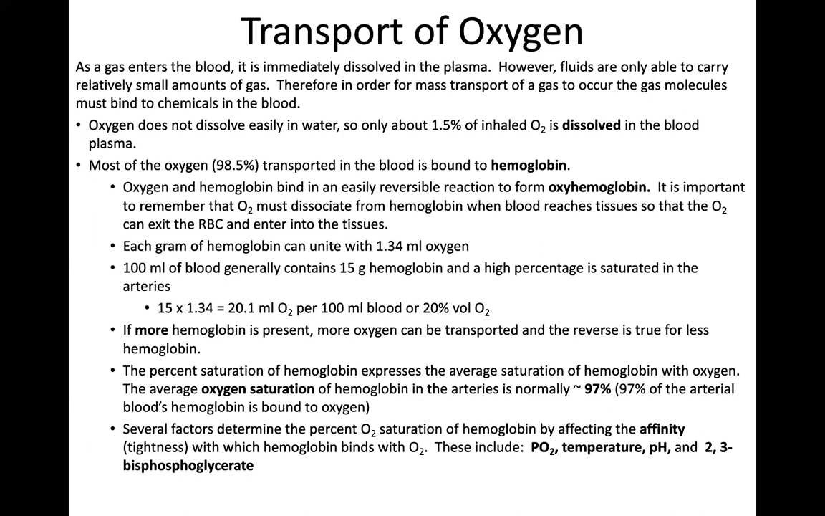Pretty straightforward stuff. Now the percent saturation of hemoglobin expresses the average saturation of hemoglobin with oxygen. The average oxygen saturation of hemoglobin in our arteries is normally around 97%. In other words, about 97% of our arterial blood's hemoglobin is bound to oxygen. If you've ever been to the doctor and they put that little doodad on your fingertip, that's what they're measuring. Anybody know what that device is called?